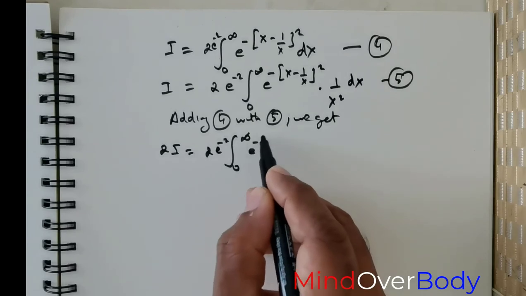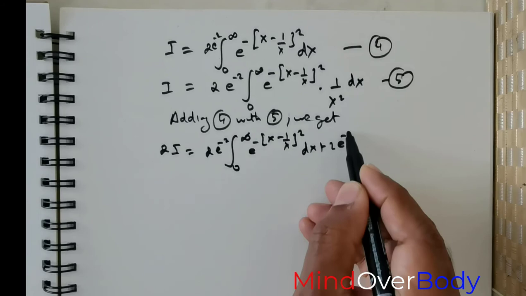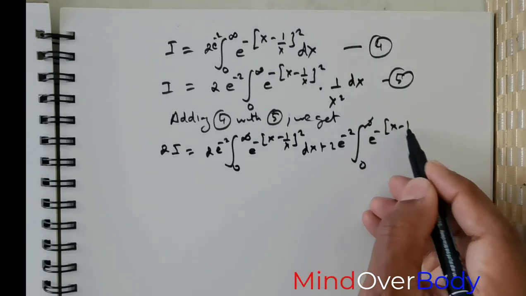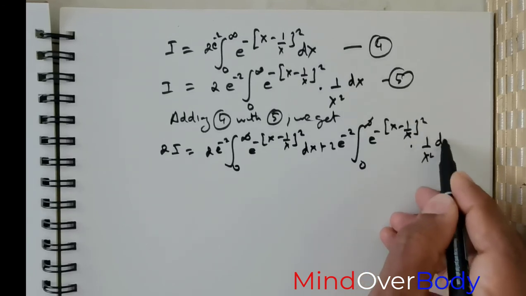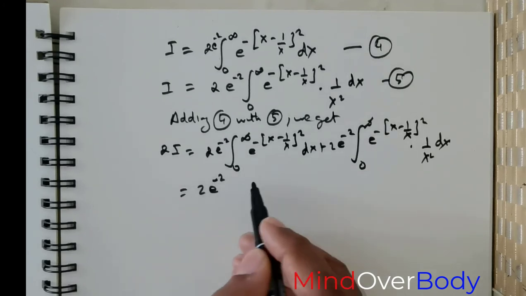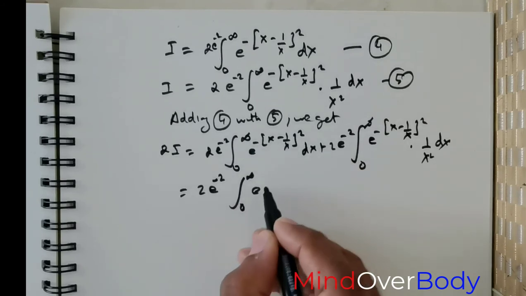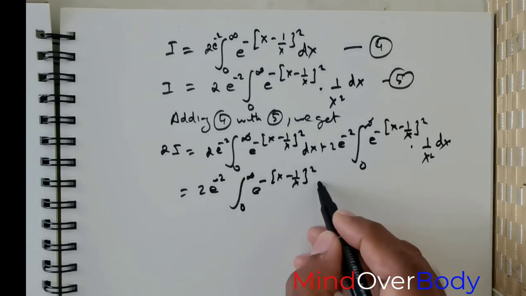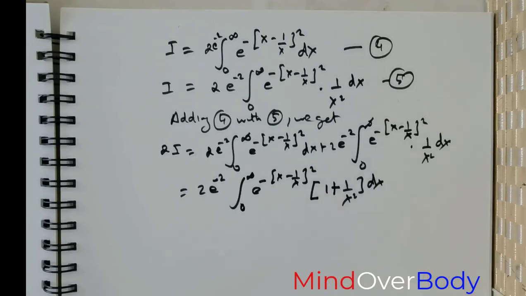integral 0 to infinity e raised to the power of x negative 1 over x the whole square times dx, positive 2 times e raised to the power of negative 2, 0 to infinity e raised to the power of x negative 1 over x raised to the power of 2 times 1 over x squared times dx. If I were to take 2 common, e raised to the power of negative 2 common, and the integral quantity 0 to infinity e raised to the power of negative of x negative 1 over x the whole square common, this is going to be 1 positive 1 over x squared times dx.